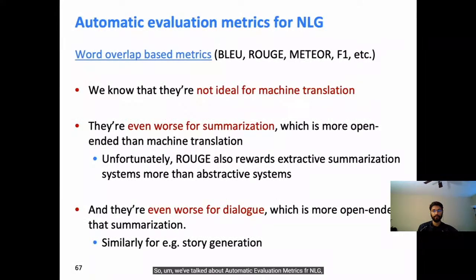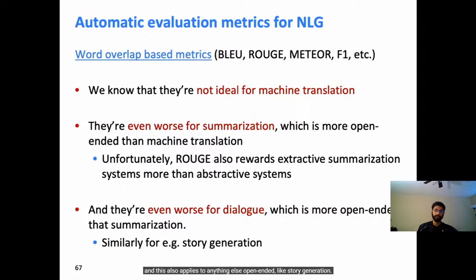So we've talked about automatic evaluation metrics for NLG. And we know that these word overlap-based metrics, such as BLEU and ROUGE and METEOR, are not ideal for machine translation. They're even worse for summarization, mostly because summarization is even more open-ended than machine translation. And that means that having this rigid notion of having to match the n-grams is even less suitable. And then for something even more open-ended like dialogue, it's just kind of a disaster. It's not even a metric that gives you a good signal at all.